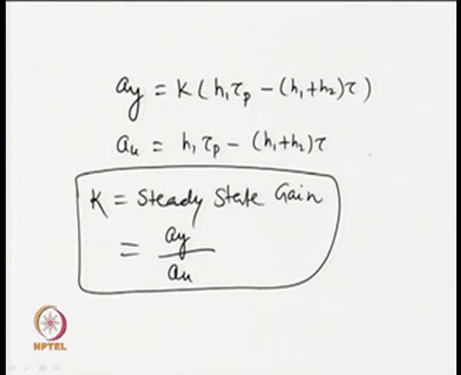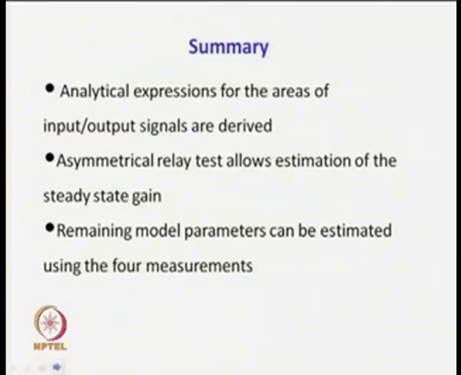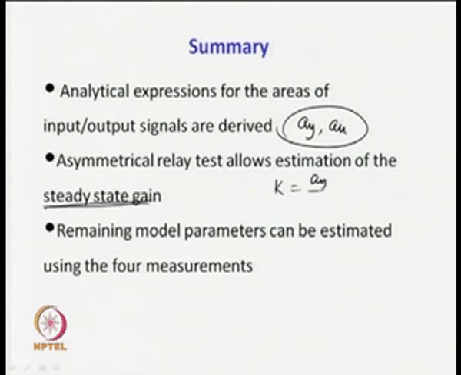So, when you get the asymmetrical output signal, find the area of the output signal and the area of the input signal, take the ratio of the two, and that will give you the steady state gain of the transfer function model. So, let me summarize my lecture now. Analytical expressions for the areas of input and output signals A y and A u have been found. Now, taking the ratio of these two areas, it is possible to estimate the steady state gain of the system. Thus, k is equal to A y upon A u.